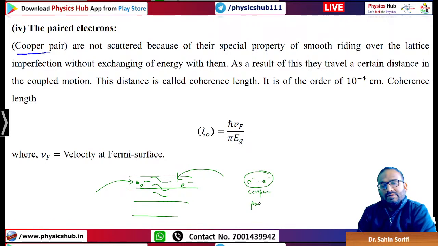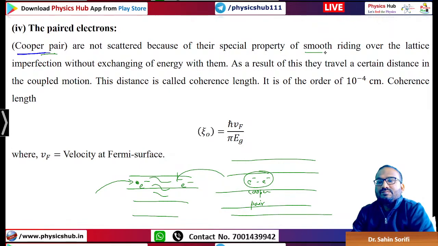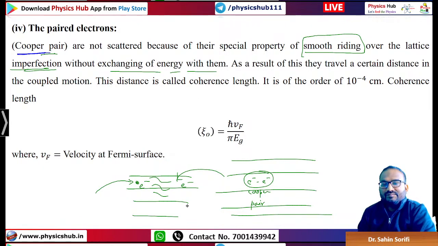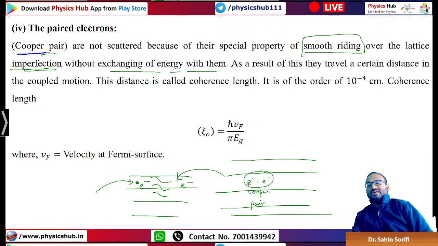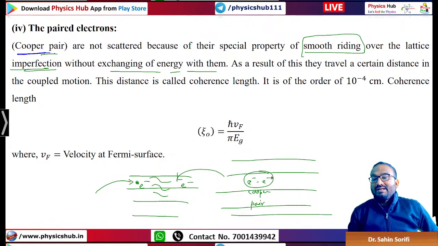Okay, Cooper pair. Now the Cooper pair is special. Why special? It is not scattered while traveling through the lattice because of the special property of smooth riding over the lattice imperfection without exchanging energy with them. When they form a Cooper pair, they will not exchange energy with the lattice, and that is why their resistivity becomes zero.